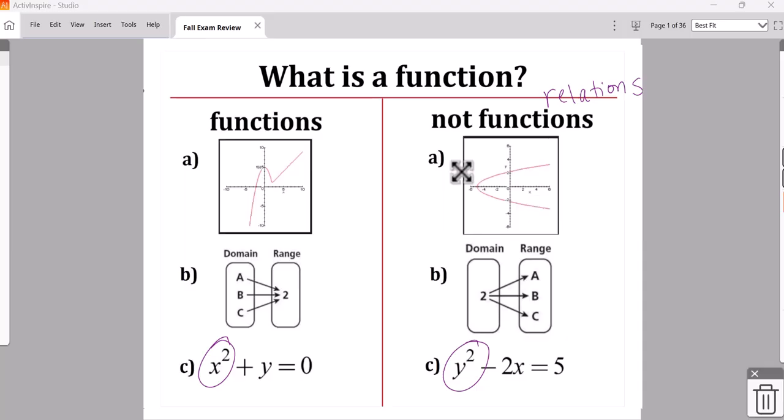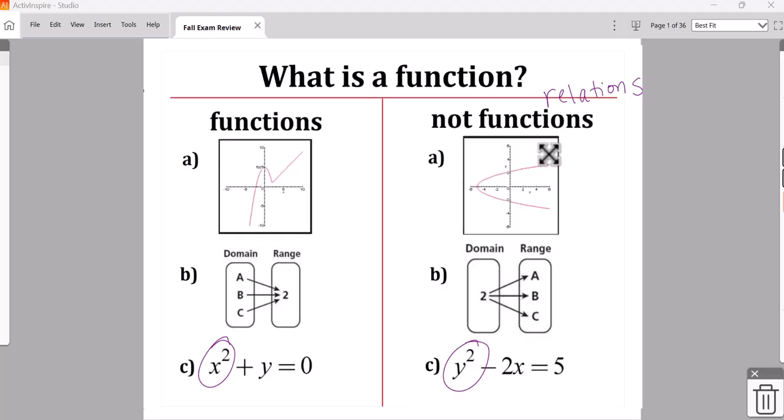So topic 1 is just really function basics. A lot of this you learned in Algebra 2, but it's just, can you identify a function versus something that's not a function? A function is something that has one output. So every input has one output.